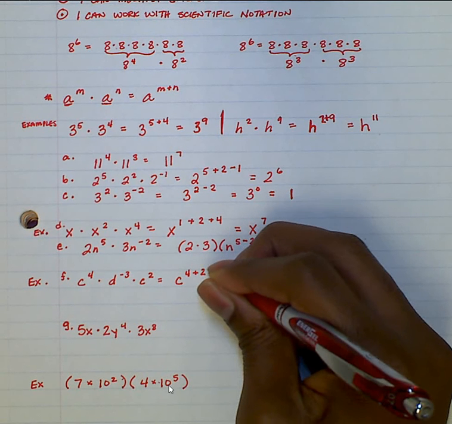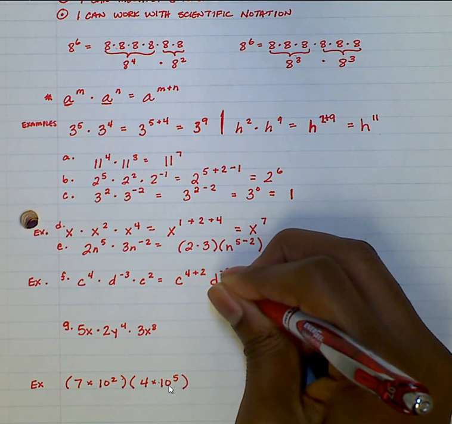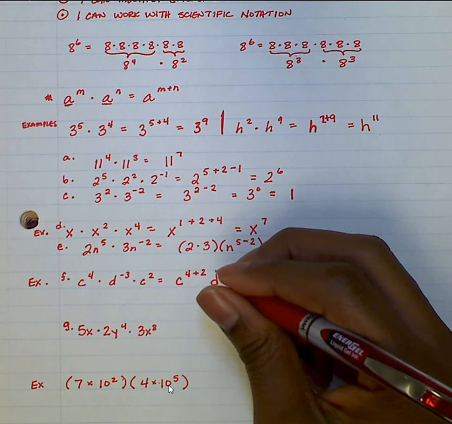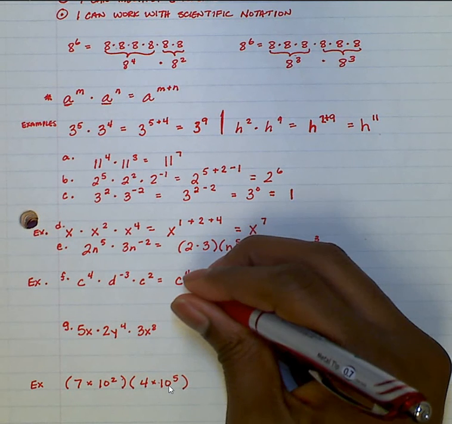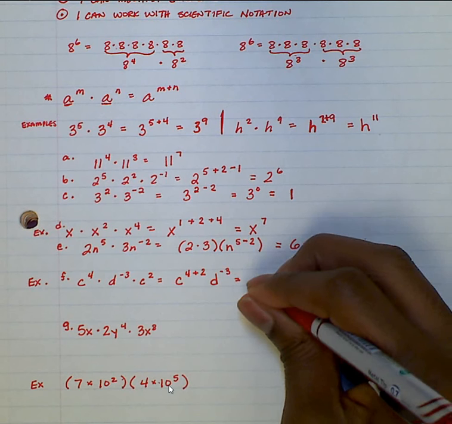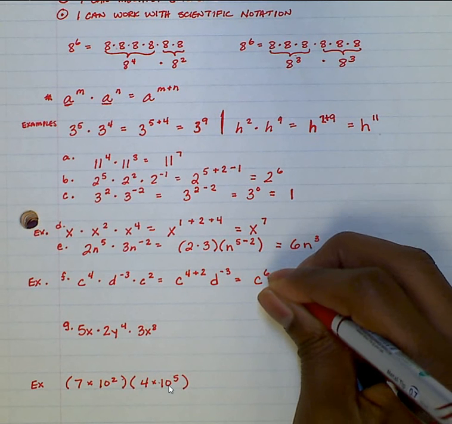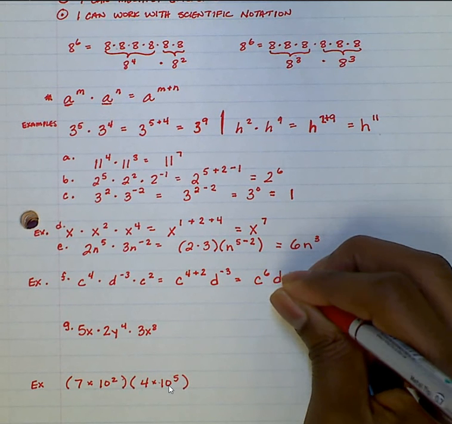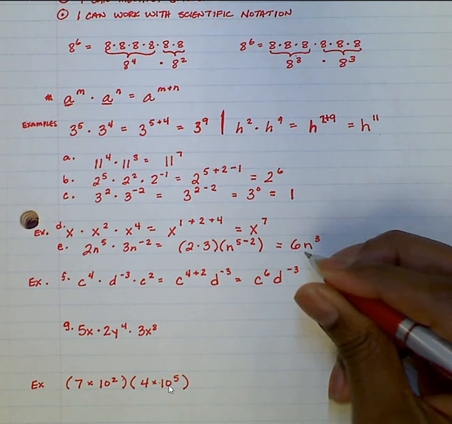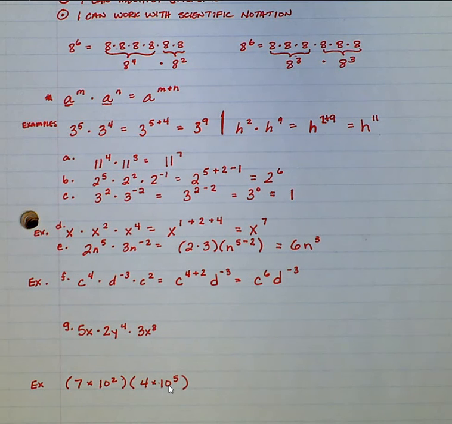I'm going to separate this into more steps than I would usually do it, just so we can see what's happening. So 4 plus 2 is 6. I have c to the 6th and d to the negative 3rd. Now remember, I can't combine these because they aren't the same base. That's why I didn't subtract 3 from 4 plus 2. And this isn't my final answer. Can't be, because I have a negative exponent.